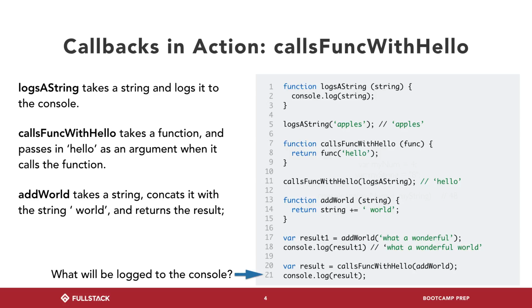Okay, so back to line 21 there. What will result give us? Let's walk through. Line 20 calls func with hello. Great. We're back on line 7 now. Func is this add world function. Then we execute func, which is add world, and we pass in the string hello. So now we're on line 13. And what is string on line 13 there? Hello, right? So from line 13, we want to go to line 14.